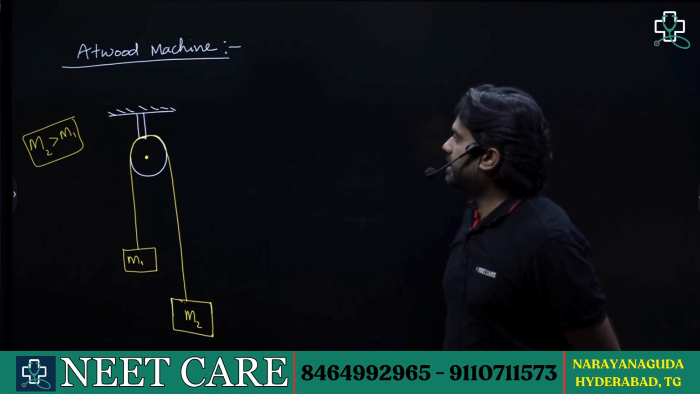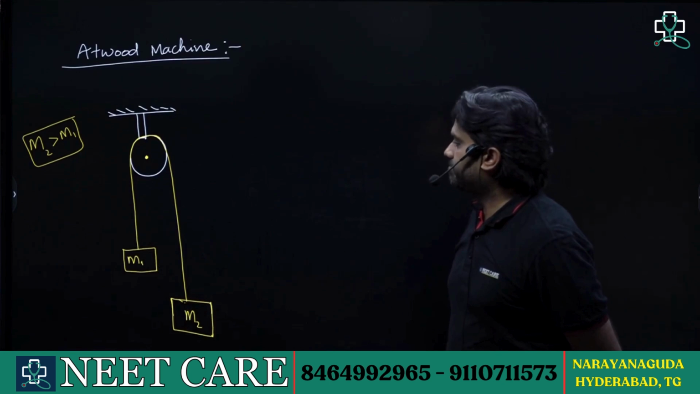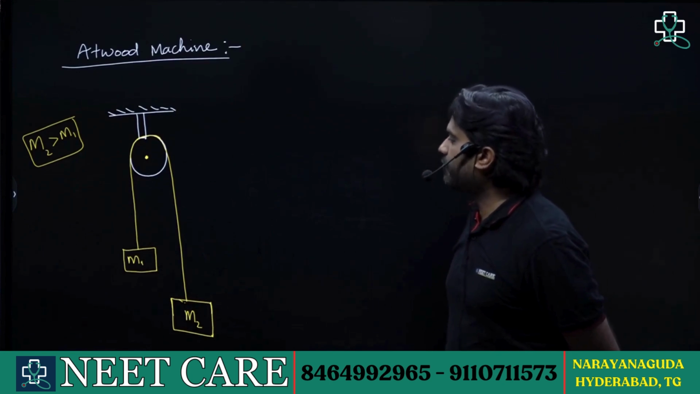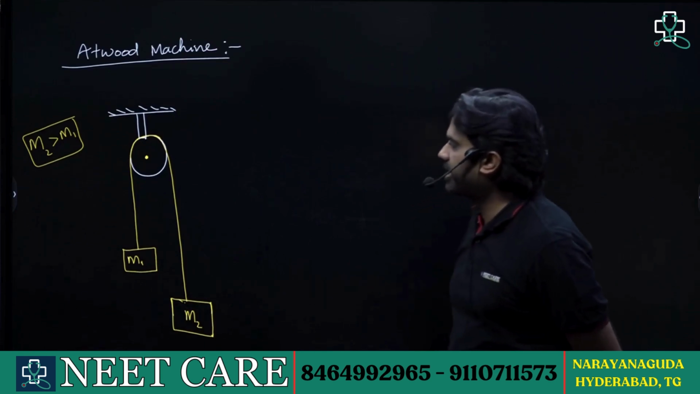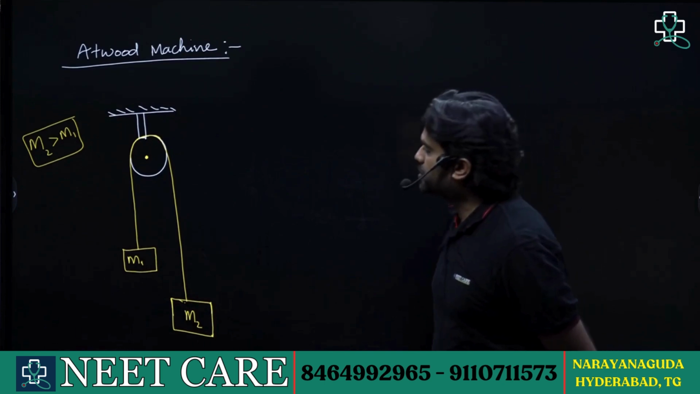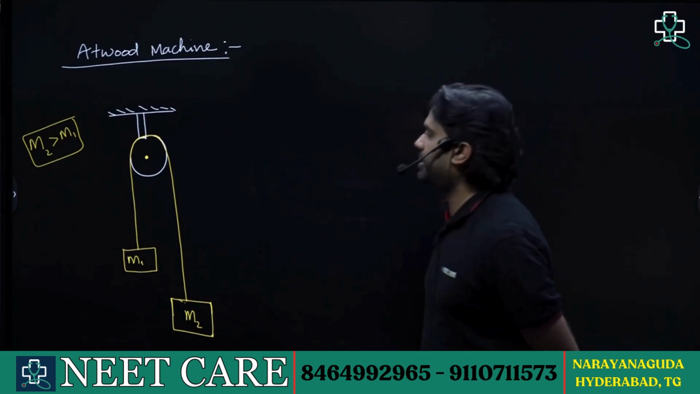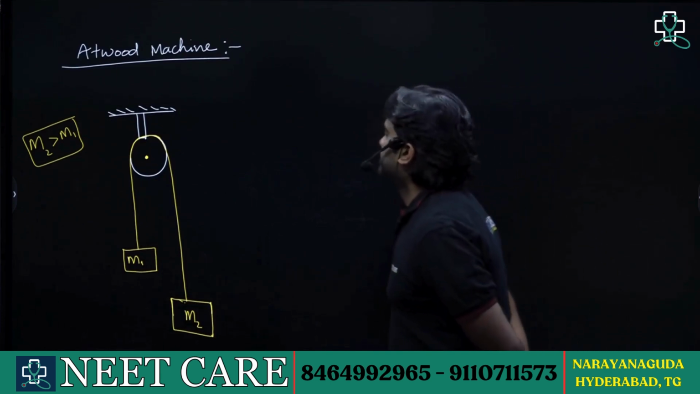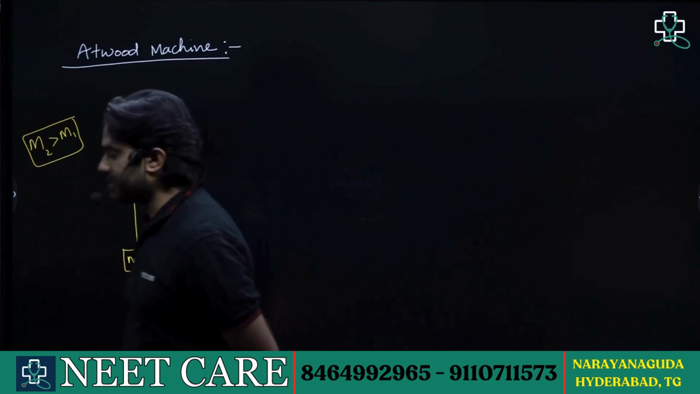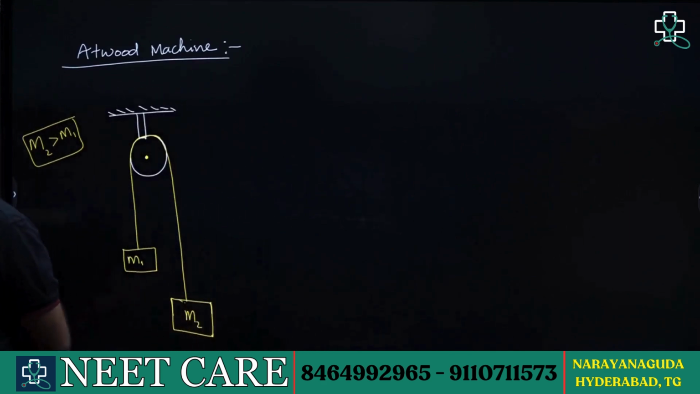Now in this simple Atwood machine, you will be asked to find out the tension in the string as well as the acceleration of M1 and M2, and also the net force acting on the pulley. Those things will be asked. In the simple Atwood machine, three different cases will be expected.